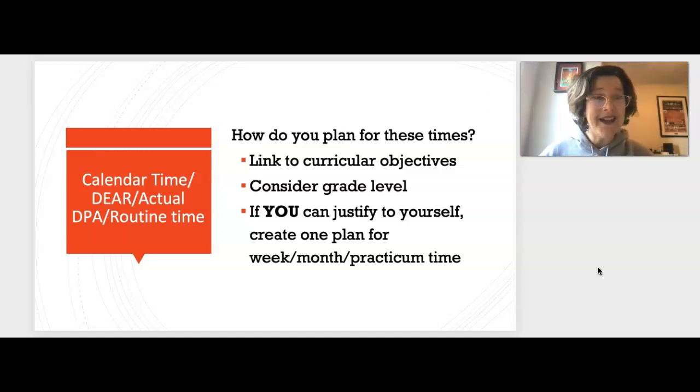So if in week 9, we come out and we say, what are you doing during this calendar time? And you're like, I don't know, it's just what we do every morning. That's not going to be cool, right? So this is a little bit where you have a little bit of room to wiggle in there, but know that if we ask you, we need you to be able to justify why you only have one lesson plan for the entire practicum time or the entire month.